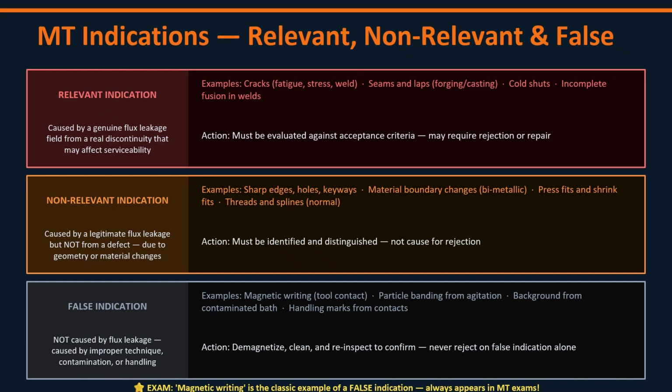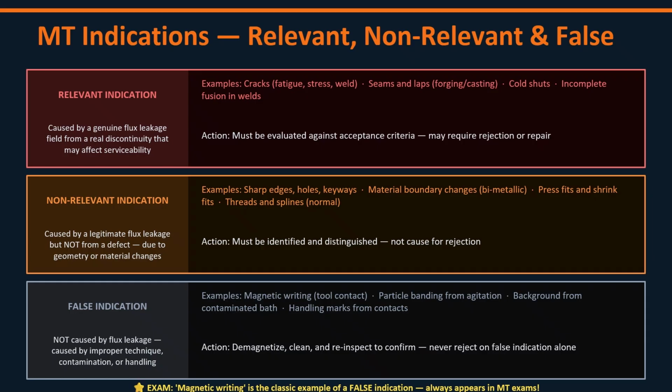An MT indication must first be classified before anyone decides whether the component is acceptable. A relevant indication is associated with a genuine discontinuity that may affect serviceability. Cracks, seams, laps, cold shuts, and certain weld discontinuities are examples. A non-relevant indication is produced by a legitimate magnetic leakage field, but the cause is geometry or a normal material condition rather than a harmful discontinuity. Sharp corners, holes, keyways, threads, splines, and material interfaces can all create these patterns.